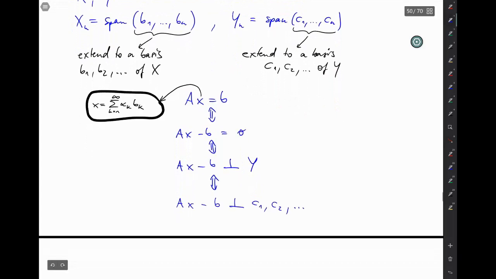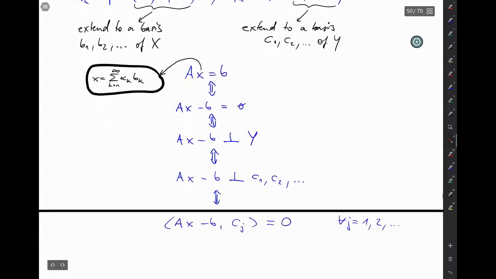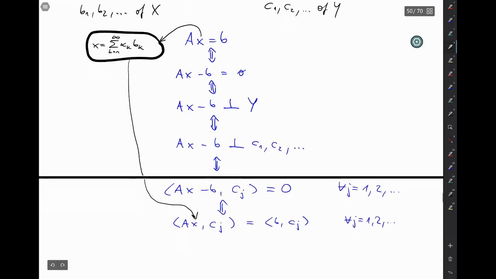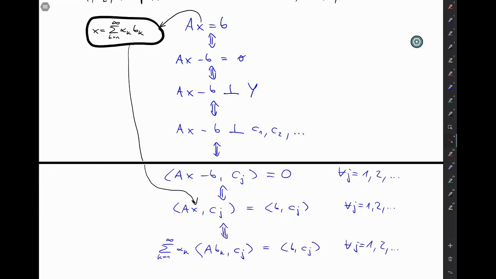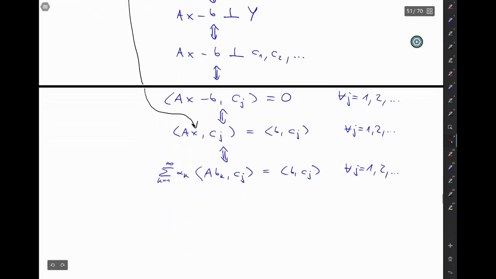And then you just rewrite that in terms of scalar products. And then you split the scalar product here and bring half of it to the other side. Okay, then you plug this expansion of x in here, and of course use linearity of A and of the scalar product with respect to the first component. And that's your system for the infinitely many unknowns, alpha 1, alpha 2, and so on.